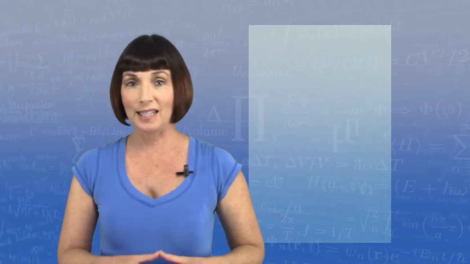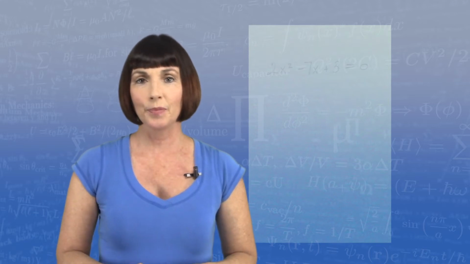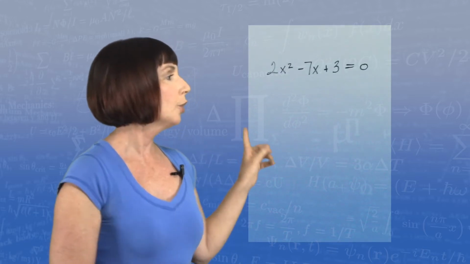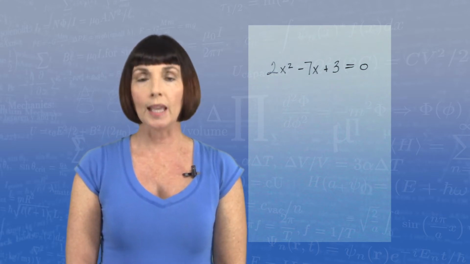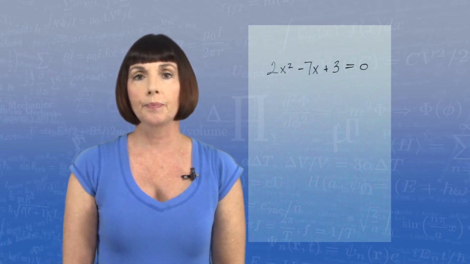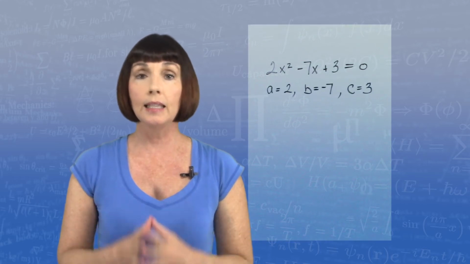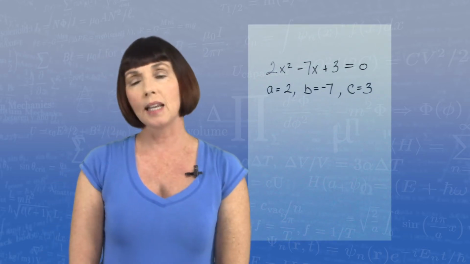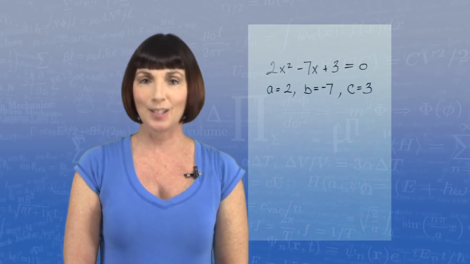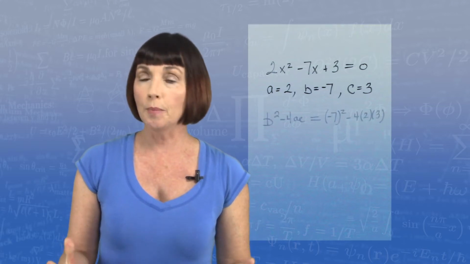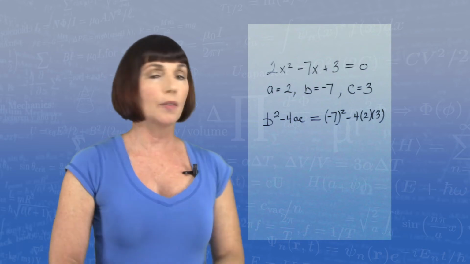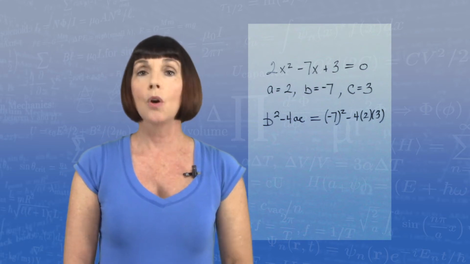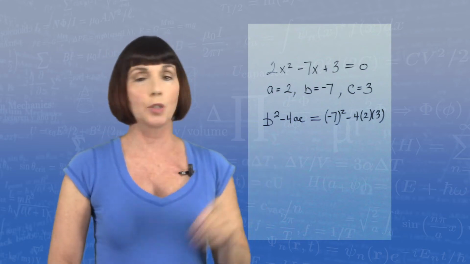Let's do a few examples and see how this works. So first we have 2x squared minus 7x plus 3 equals 0. Okay, let's figure out what the discriminant is. In this case, a is 2, b is negative 7, and c is 3. So the discriminant, b squared minus 4ac, is equal to negative 7 squared minus 4 times 2 times 3.